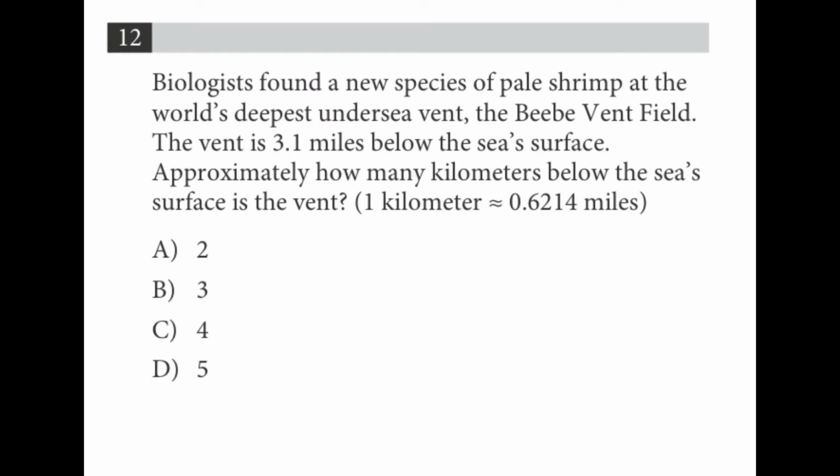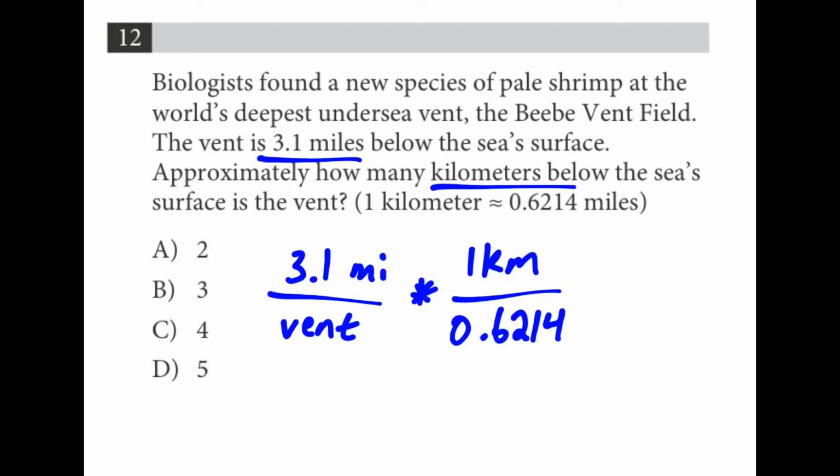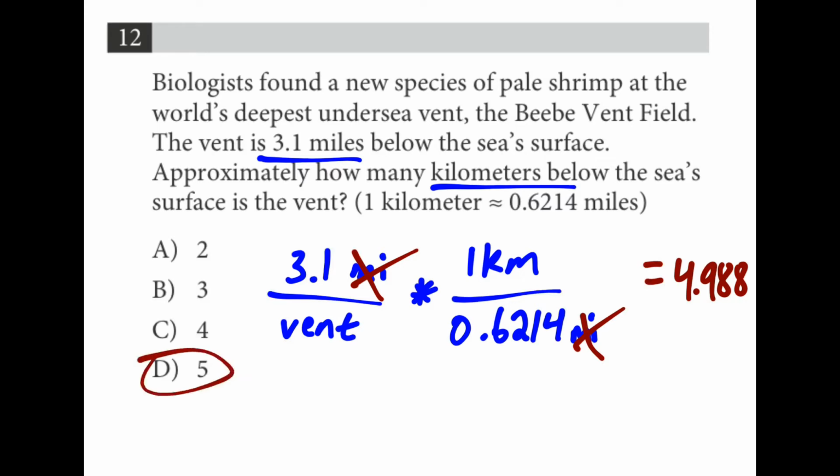So there's a vent that's 3.1 miles below the sea surface, and they want to know how many kilometers that is. So you could set up your conversion as 3.1 miles per vent, and then the conversion, we want to make sure that the miles are on the bottom so that they cancel out. And then it pretty much becomes 3.1 divided by 0.6214, which gives you 4.988, and so on, which is pretty much just 5.